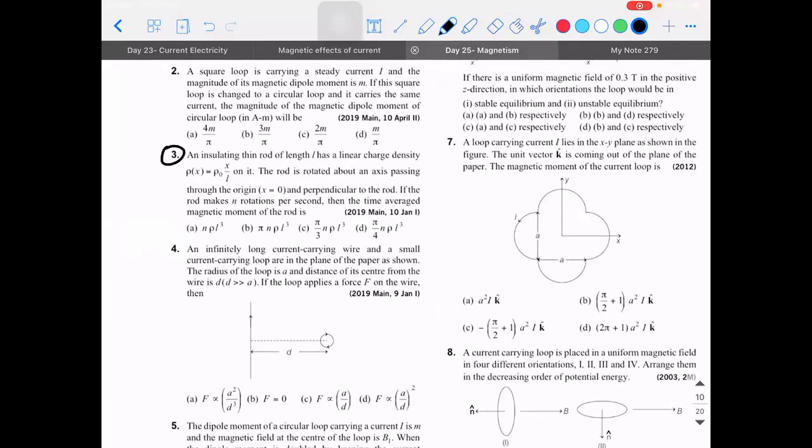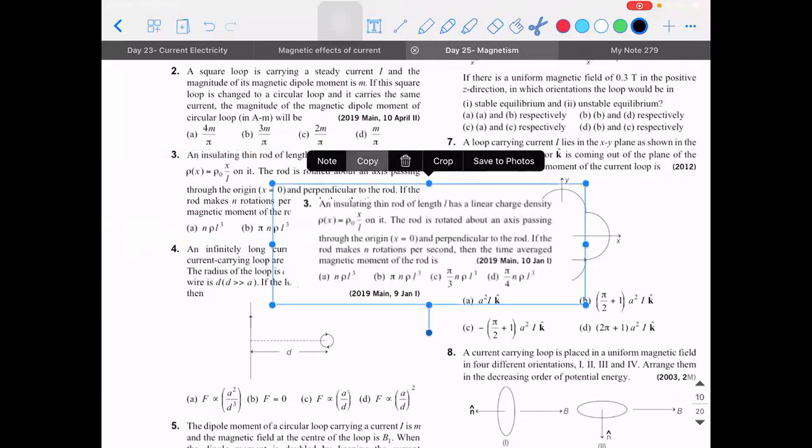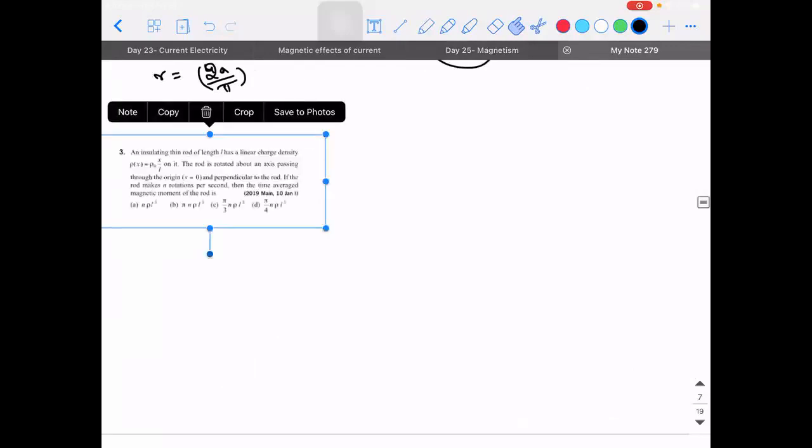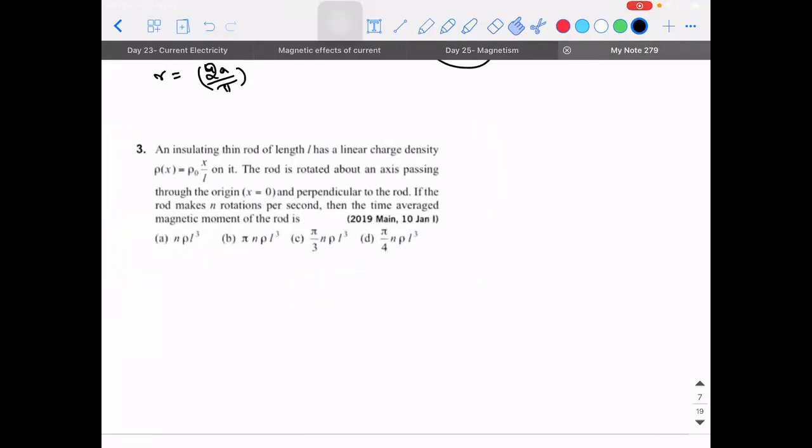Third one. Try it out. There is an insulating thin rod of length L which has a linear charge density of rho x is equal to rho naught into x divided by L. The rod is rotated about an axis passing through the origin and perpendicular to the rod. If the rod makes small n rotations per second, then the time averaged magnetic moment of the rod is how much?